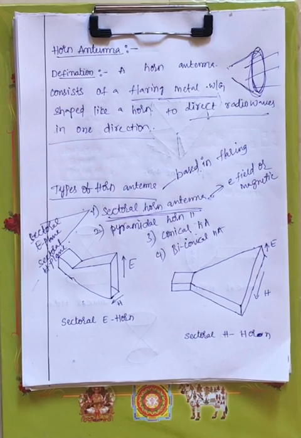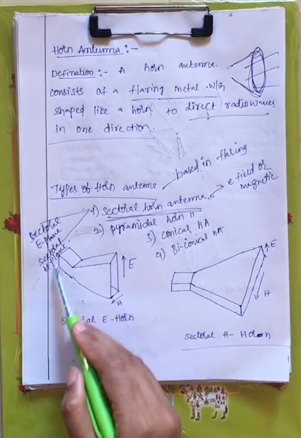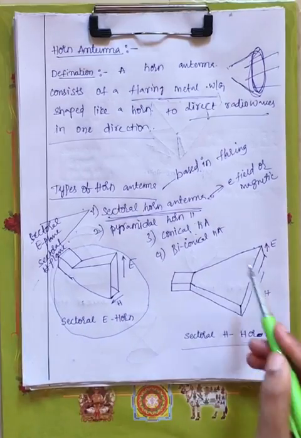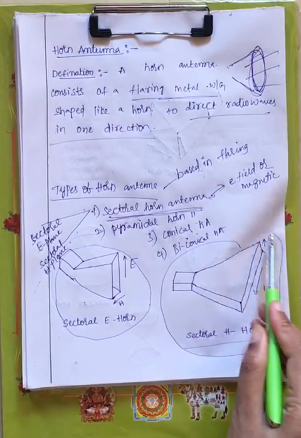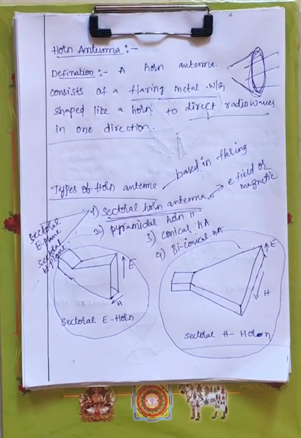If the horn antenna flaring is done with respect to electric field direction, then it is called sectoral E horn. If the flaring is done with respect to magnetic field direction, then it is called sectoral H horn. Now these are the figures of your sectoral E horn and the sectoral H horn. Let me briefly explain.